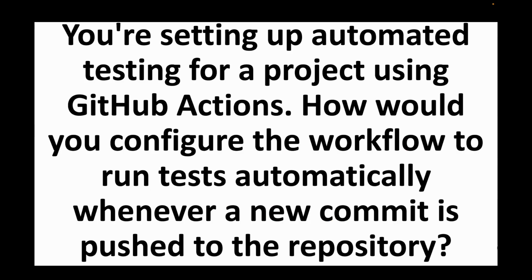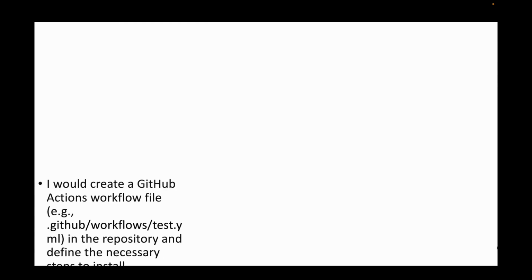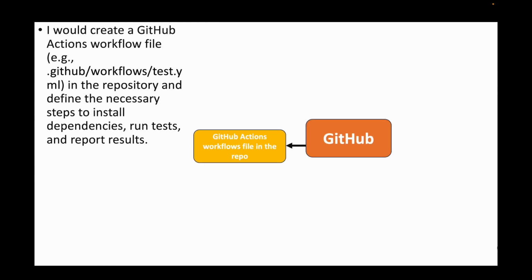The next question we have is you're setting up automated testing for a project using GitHub Actions. How would you configure the workflow to run tests automatically whenever a new commit is pushed to the repository? So for this, we will be using GitHub Actions. So whenever we talk about CI/CD in GitHub, we can make use of GitHub Actions.